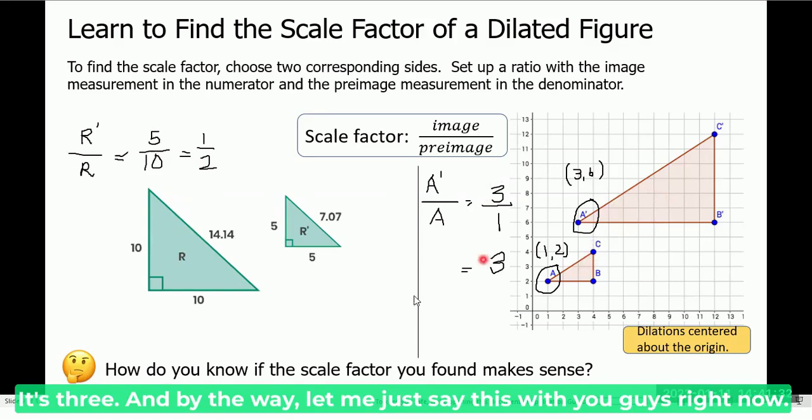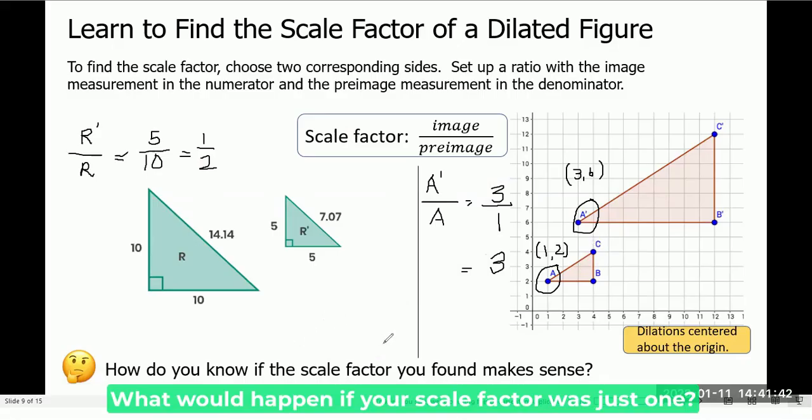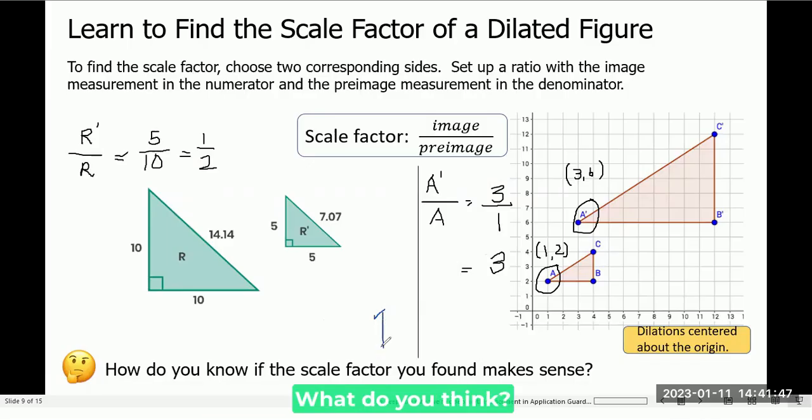It's 3. And by the way, let me just say this with you guys right now. I've been talking about scale factors less than 1 and scale factors greater than 1. What would happen if your scale factor was just 1? What do you think? What would that mean?